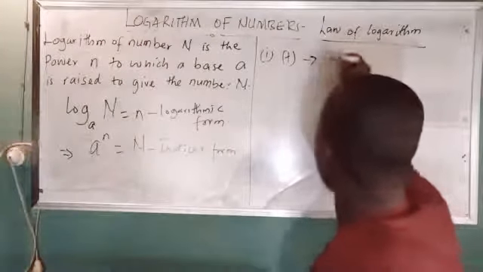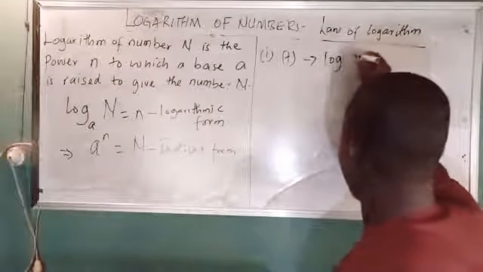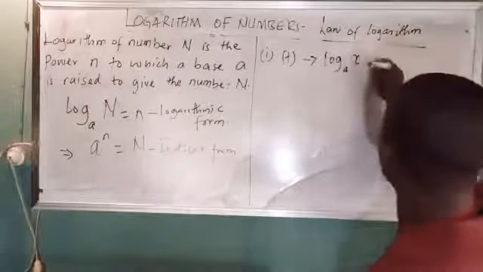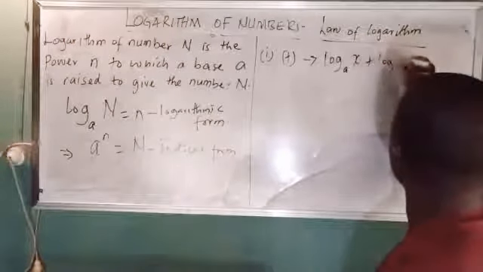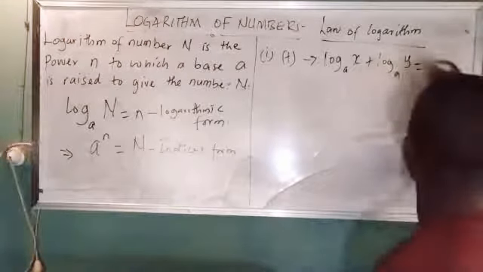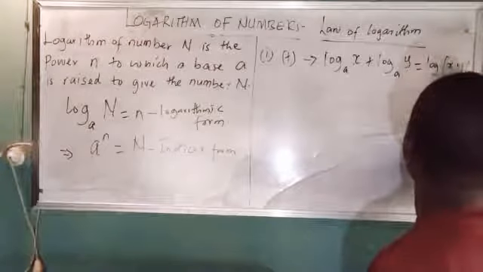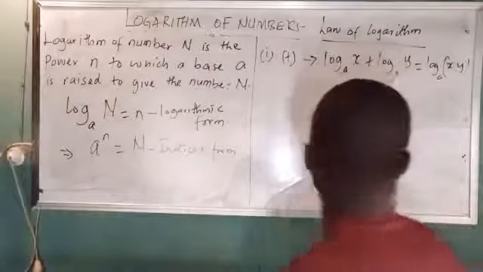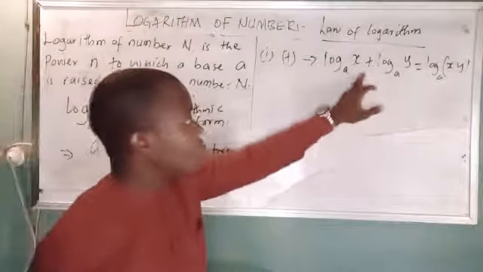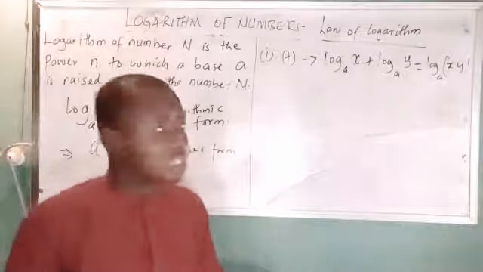The addition law states that if you have log of x base a plus log of y base a, it will be equal to log of xy base a. Therefore, what this law is trying to say is that when you have log of numbers with the same base, understand?